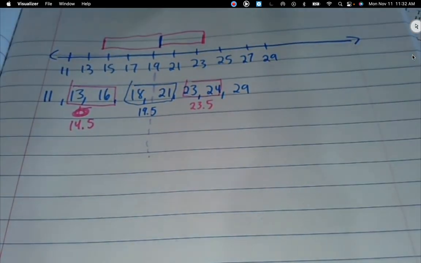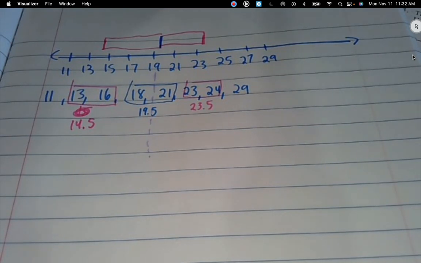Does everybody understand where our boxes come from? So the middle is my middle. The other two ends are, let's split it in half and find each of those. Okay, do we kind of get that? Now, what's the last thing that I find? My whiskers. So what do I do for my whiskers?